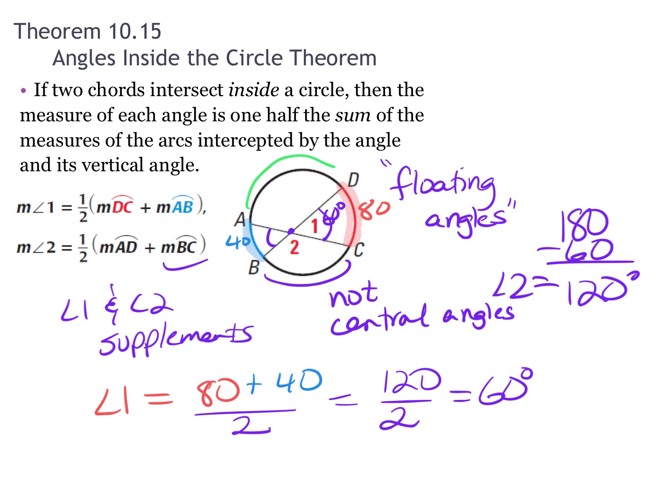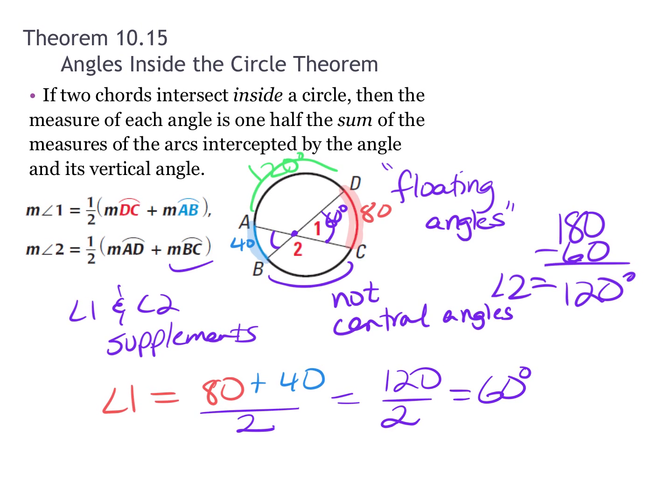Let's say instead of doing it that way, they had given me that arc measure AD was 120. Then if I wanted to find angle 2, I would first need to find BC. And BC, notice I've got 40, 120, and 80. To find BC, I could add 40, 120, and the 80, and this is going to give me the total, which would be 240.